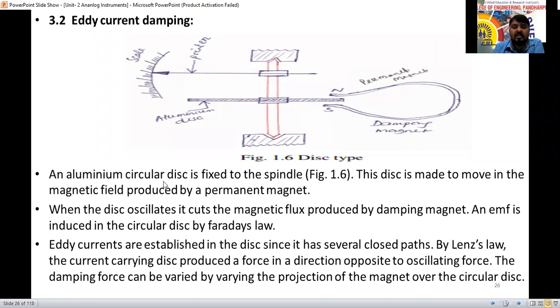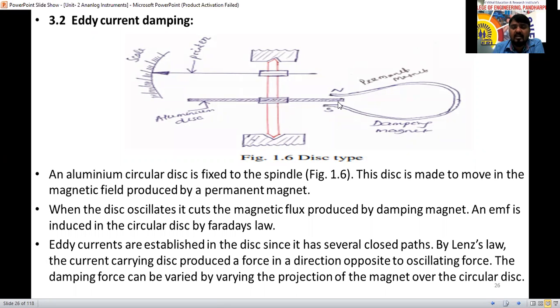So an aluminum circular disc is fixed to the spindle. This is the aluminum circular disc, and it is connected to the spindle here. Now this disc is made to move in the magnetic field produced by a permanent magnet here. This aluminum disc is made to move in this field. Now it is going to rotate here. Whenever the spindle rotates, this is also going to rotate. When the disc oscillates or rotates, it cuts the magnetic flux.